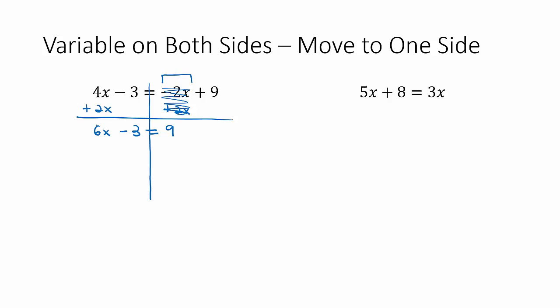Great. Now we're in business. We know we have to take care of that subtraction first by adding 3 to both sides of the equation. Because negative 3 plus 3 is 0. And we're left with 6x equals 12. Get the x alone by dividing the 6 out, because it's 6 times x. The opposite of multiplication is division. And x equals 2.